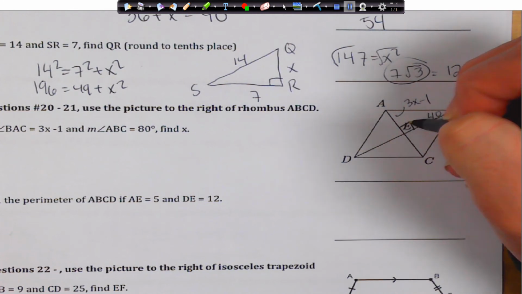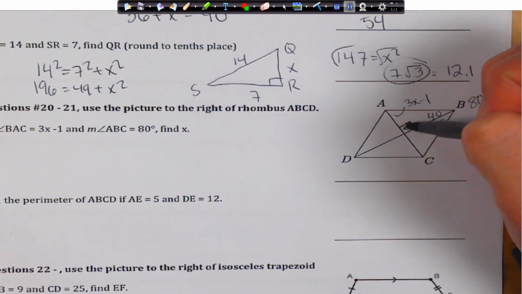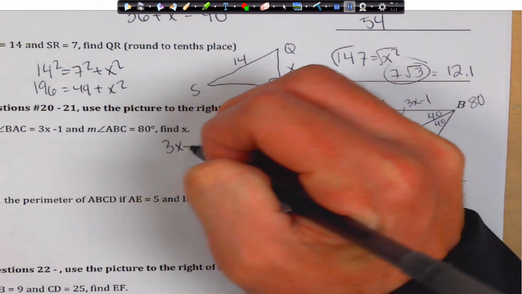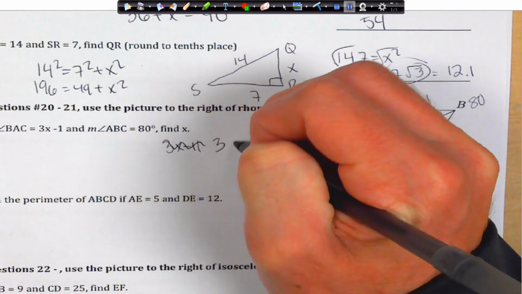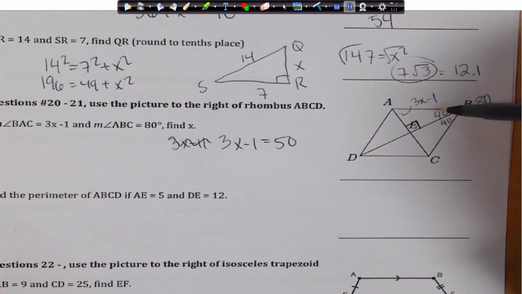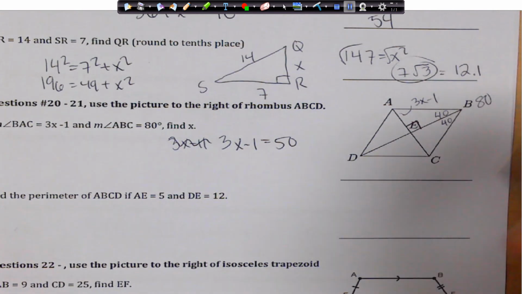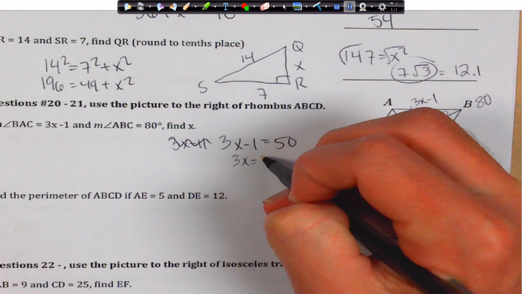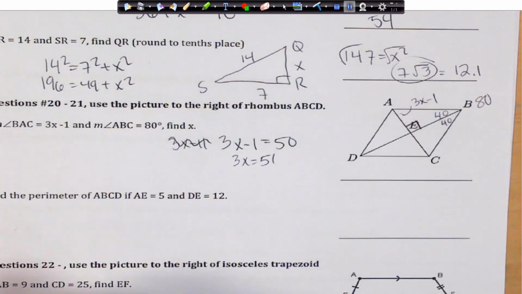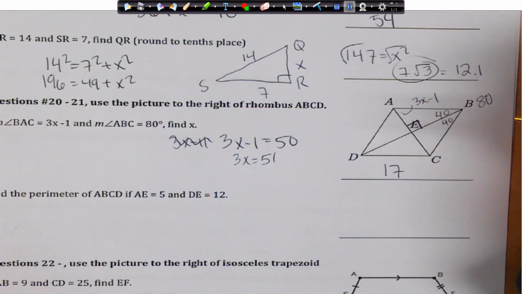We know this is 90. So this angle right here has to be 50. Because 40 plus 50 plus 90. So that's why 3x minus 1 is going to equal 50, because the 80 gets divided in half. This is 90 because all of them are 90 there. And so we're going to add the 1 over, so that's 3x equals 51, and then 3 should fit into that 17 times. Find the perimeter of ABCD if AE equals 5 and DE equals 12.